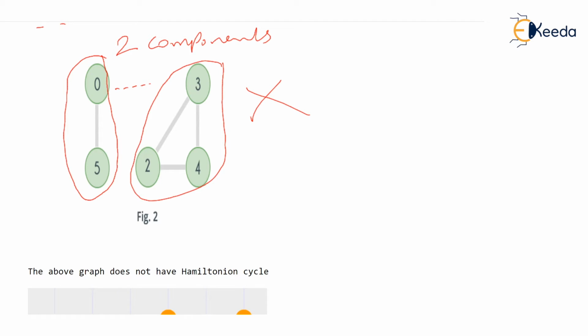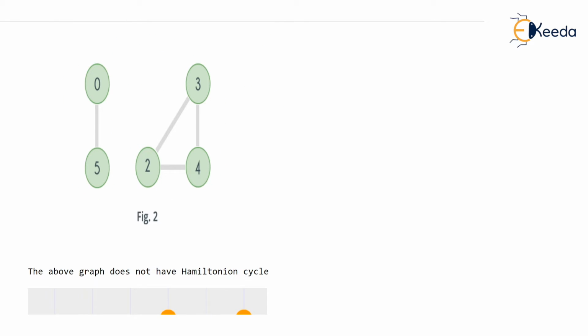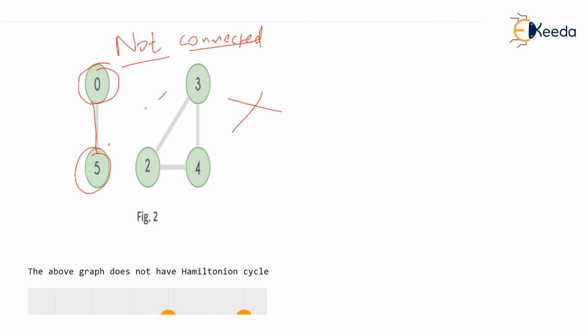That means even if you start your cycle from, suppose, vertex number 0, you can go to 5, but how can you go to any other vertex? So this graph is called a not connected graph. What is a connected graph? If it has only one component. But this graph has two components, or rather more than one component, so it is not connected and it cannot have a Hamiltonian cycle.